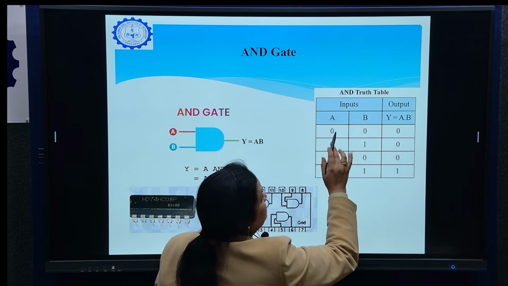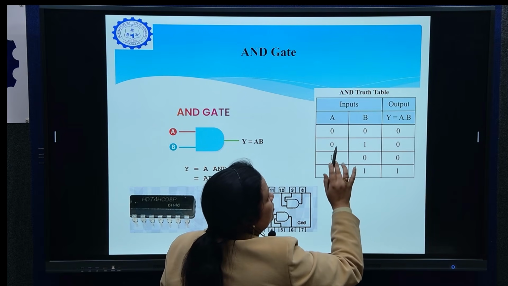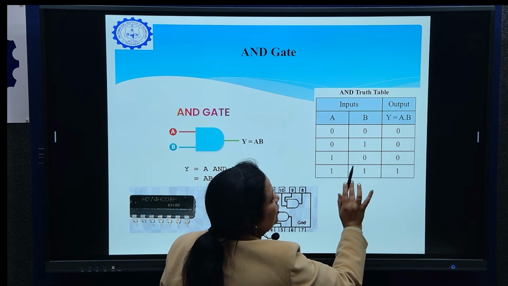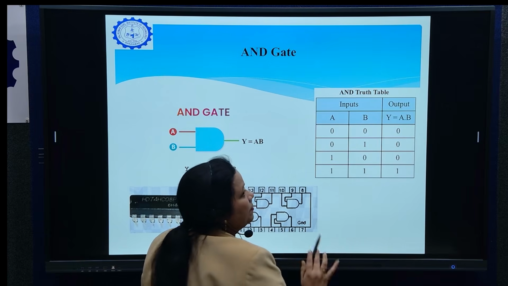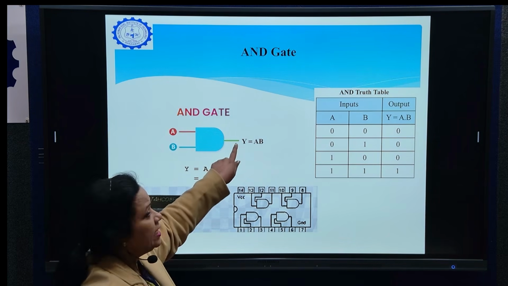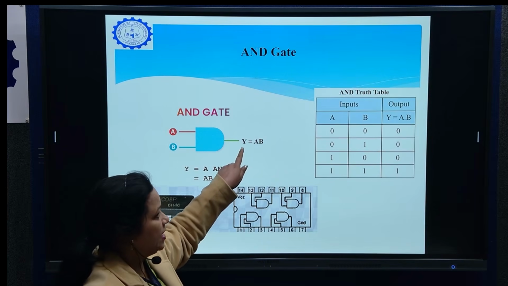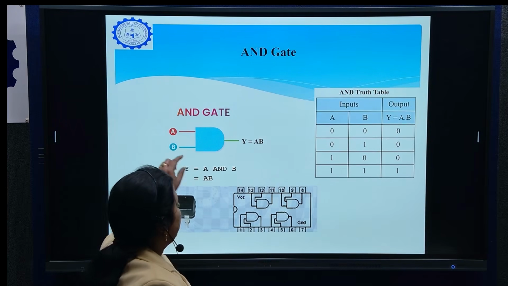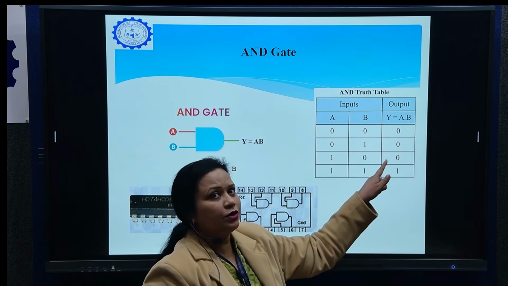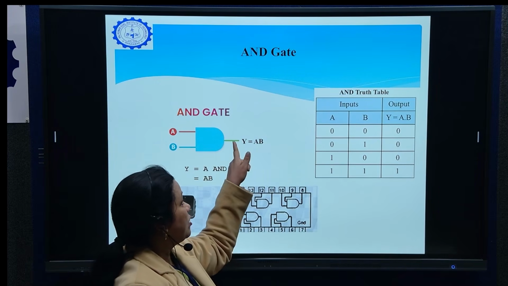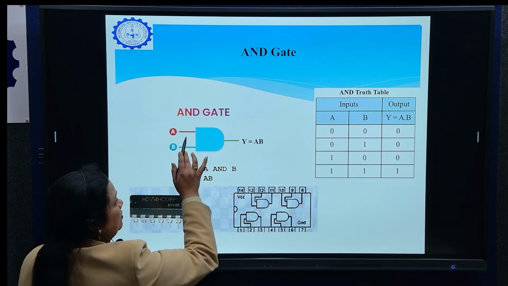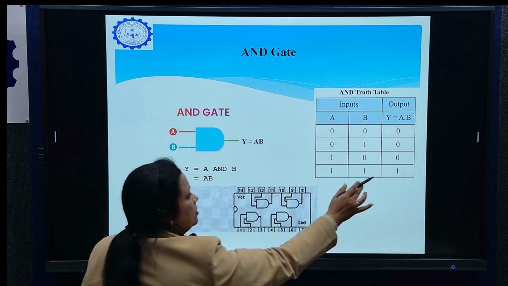Now, 0 into 0 is 0. 0 into 1, sorry, 0 into 1 is 0, 1 into 0 is 0, 1 into 1 will give you 1. You are just multiplying it. That means if we give both the inputs as 0 and we put an LED here, it will not glow, right, because the output is 0. If we switch on one input as 1, either A or B, the LED which is placed at the output terminal again will not glow. Now, if we give 1 and 1 to both the terminals, then the LED will glow.